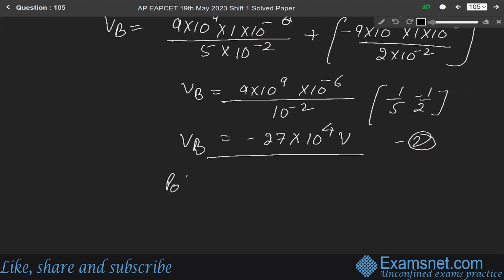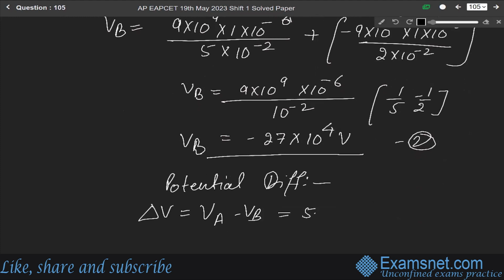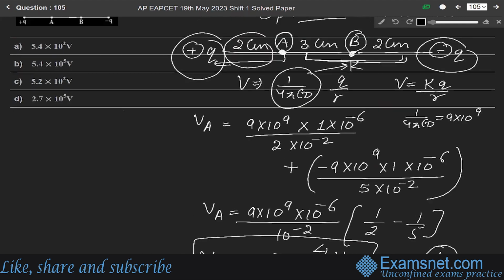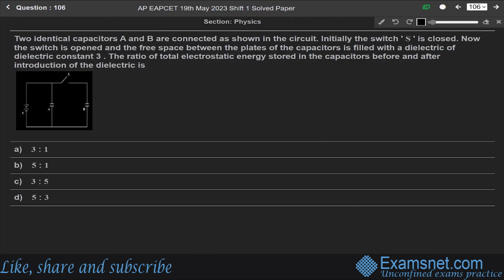So the potential difference will be VA minus VB, delta V. So it will be 5.4 into 10 to the power 5 volts. So this is our desired answer. Among these four options, option B, that is 5.4 into 10 to the power 5 volt, is the correct answer. Now, next question 106.